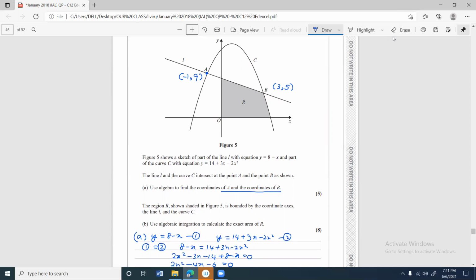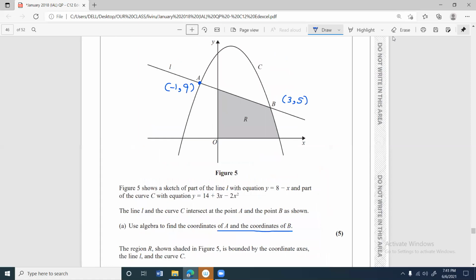Right. The region R is shown in figure 5 as bounded by the coordinate axes, the line L and the curve C. Use algebra and integration to calculate the exact value of the area of R. So I'll just do a small construction over here. You know that here the x coordinate is 0, and here, if I draw a vertical line, the x coordinate is 3. Now you can see this shape is a combination of a trapezium and another region.